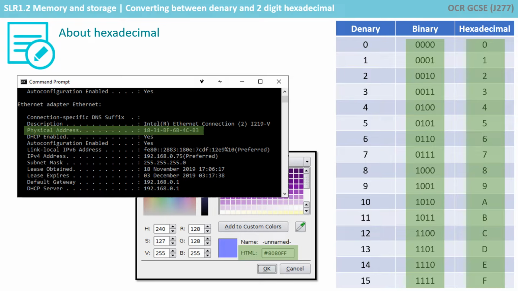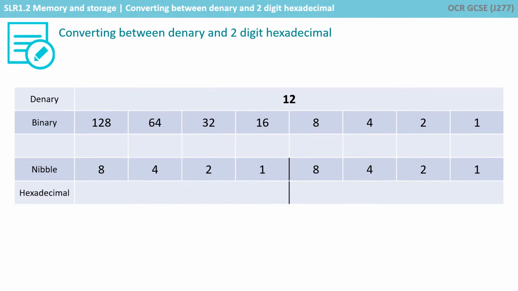With hexadecimal, there are 16 numbers, 16 possible permutations from 0 to 15. And we can represent the numbers 0 to 15 in binary using 4 bits, from 0, 0, 0, 0 through to 1, 1, 1, 1. So let's have a look at converting the denary number 12 into hexadecimal. Now what you want to do is go through binary. It just makes things a lot easier.